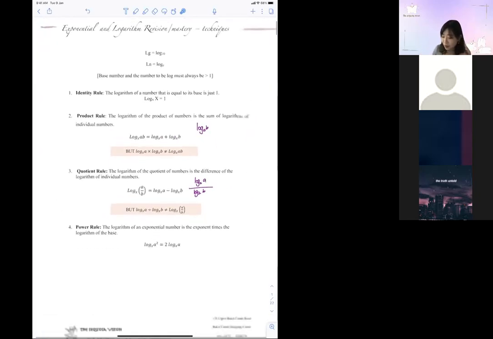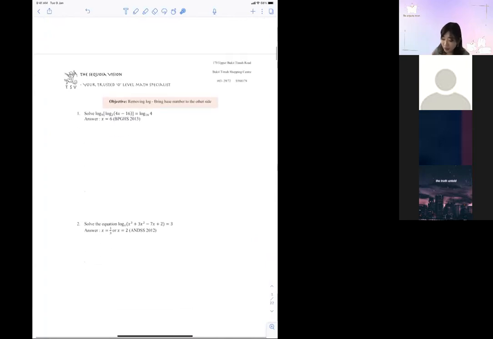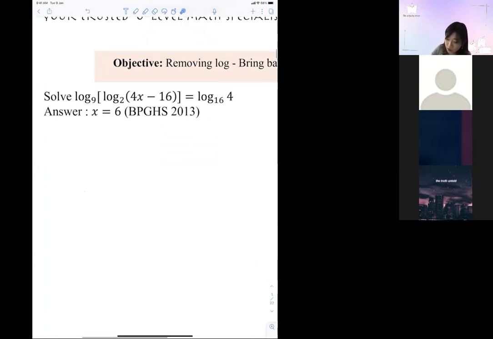All right, so let's see. Question 1. Whenever you see so many logs, the first thing you do is try to see if you can change the log to just whole numbers or fractions. You can change them to just a number if the base and the number that you log are powers of the same number.